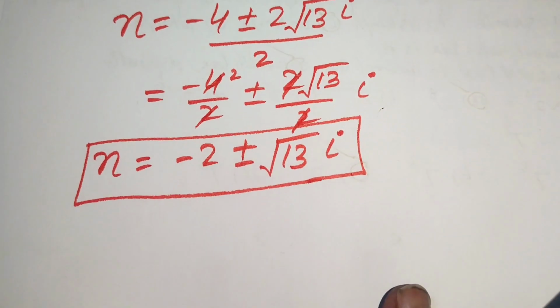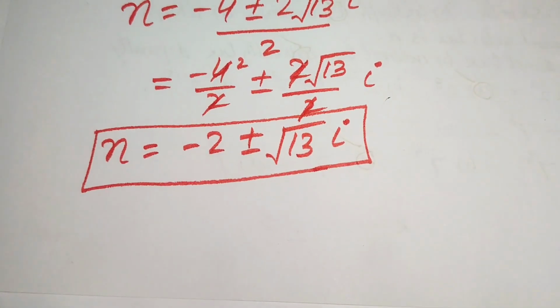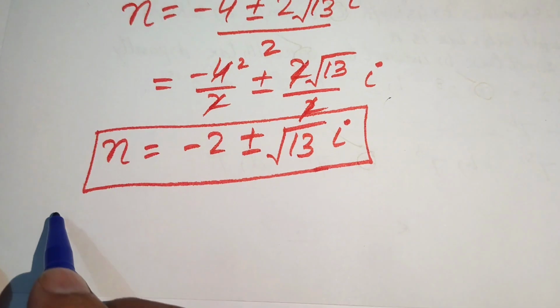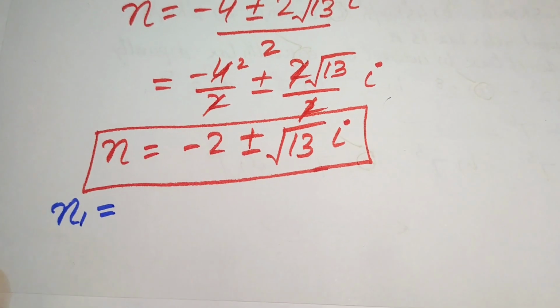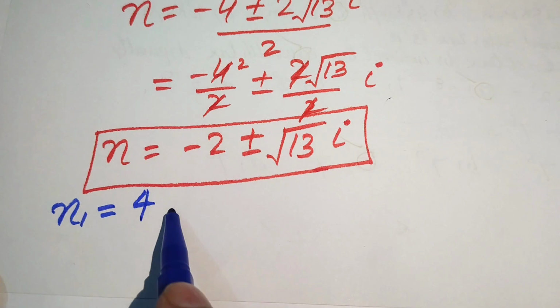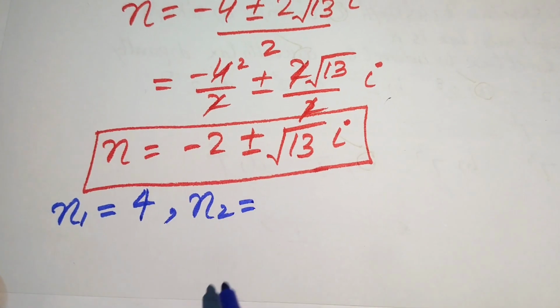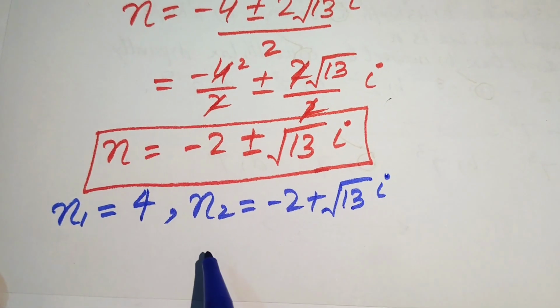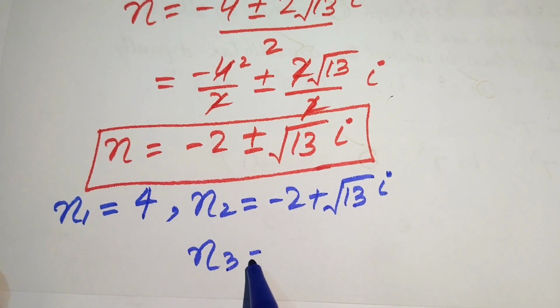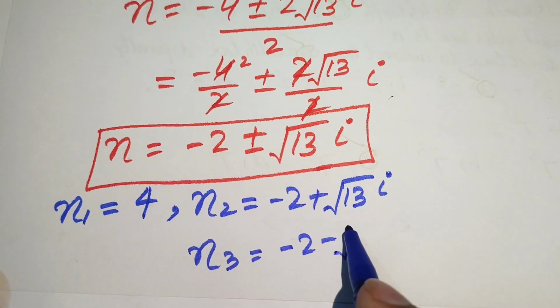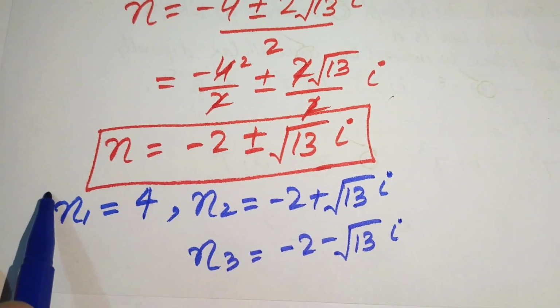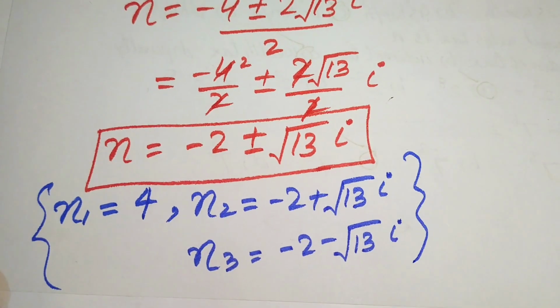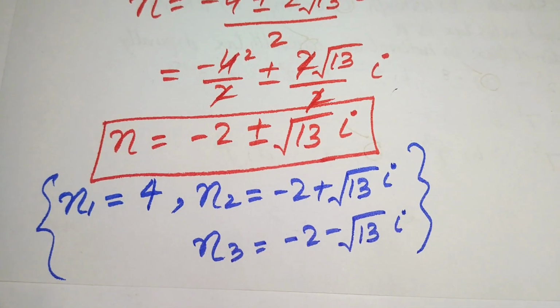If you focus on the given equation, you see that it is a cubic equation, which means it has 3 solutions or 3 roots. Finally, the first root of the given equation is n1 equals 4. The second root is n2 equals minus 2 plus square root of 13 iota, and n3 equals minus 2 minus square root of 13 into iota. This is our third root. So these are the 3 roots, and this is the final answer of this question.